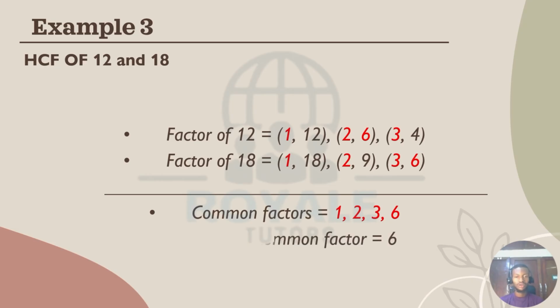Now let's look at our highest common factor. Our highest common factor is 6. Why is it 6? Because 6 is the biggest, that is the highest, of all the common factors of 12 and 18. Let's look at another example.